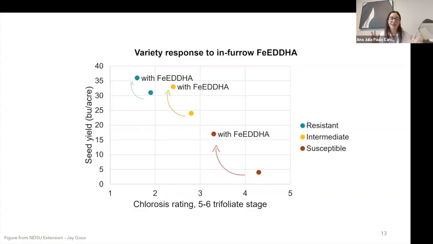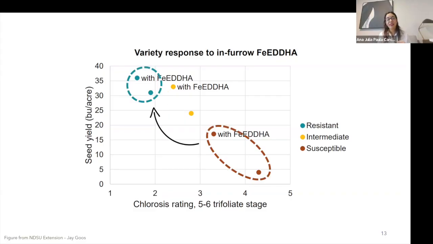So something that is really, really clear when you see this figure is this: with iron chelates, you cannot make a susceptible variety behave as a resistant one. You cannot supply enough iron through the season with these products in order to make a susceptible variety behave as a resistant variety. You are not going to have that effect. And I have to say, these products are usually quite expensive.